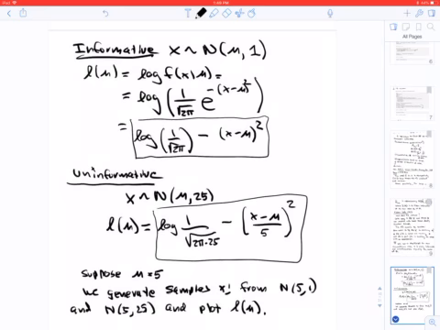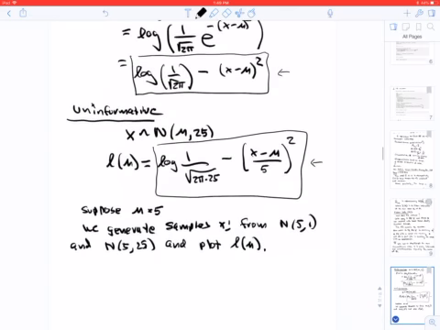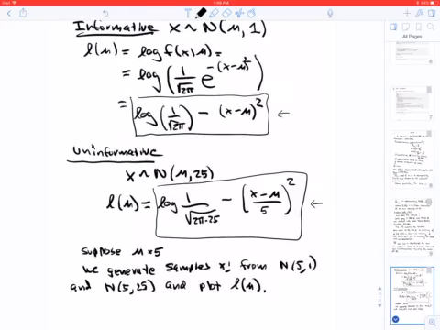So say that X is normal(mu, 1). Then we have this log likelihood. Say that X is normal(mu, 25). Then we have this log likelihood. Now we'll see why the first case here is informative and the second one is uninformative in a second. I basically want to see how much information a single observation is going to give me about my unknown parameter mu.